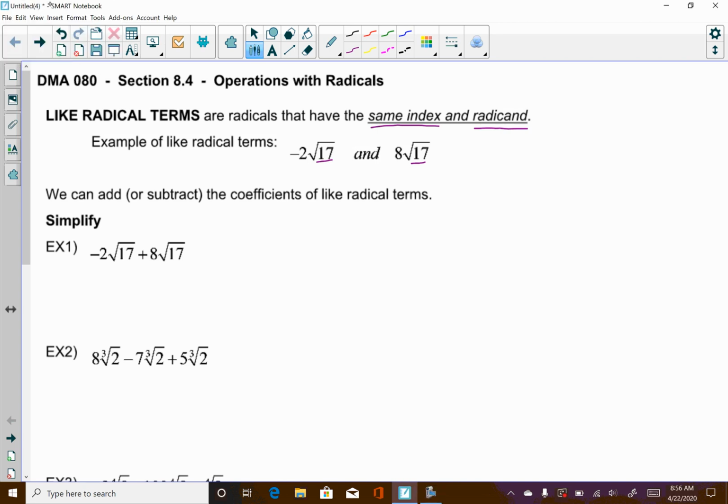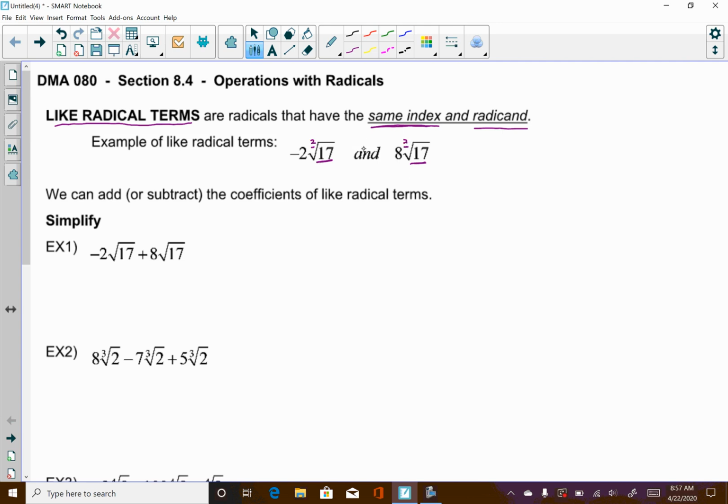Okay, so here in section 8.4, we're looking at operations with radicals, and we'll start at the top here with what are referred to as like radical terms. Like radical terms are radicals that have the same index, and the same index just means that you're talking about both of them being the square root, both of them being the cube root, the little index number that's out here on the outside of the radical. So it has the same value there, and it has the same value underneath the radicand. In this case here, both of these are 17, so they would be considered like terms. They're both the square root, and they both have the same value there.